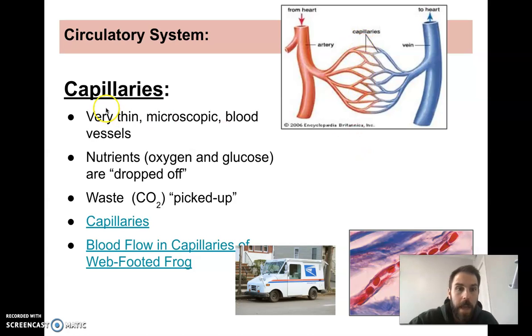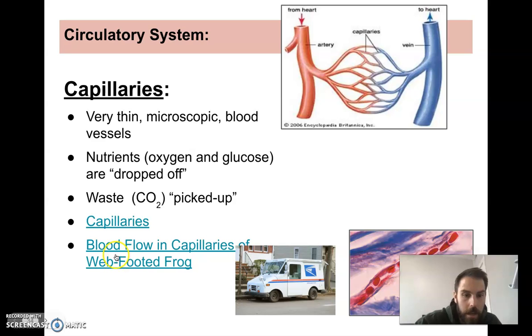All right, so capillaries are incredibly thin. They're microscopic blood vessels. You really can't see them with the naked eye, all right? And this is where things get delivered. So nutrients like oxygen and glucose get dropped off at your cells. Let's say it's in your finger. And waste gets picked up, whether it's carbon dioxide or other waste that your cells are producing. This is where that exchange happens, at the capillaries.